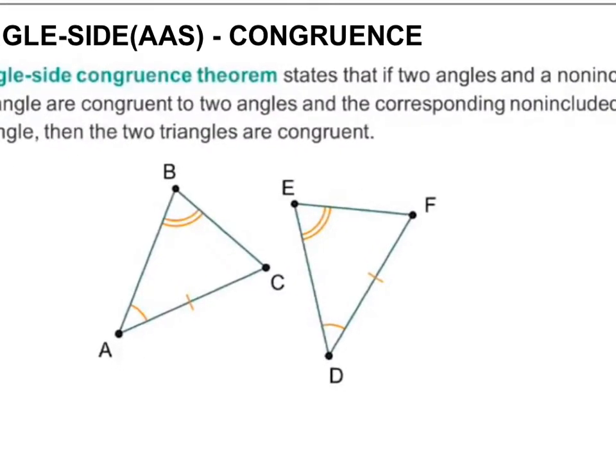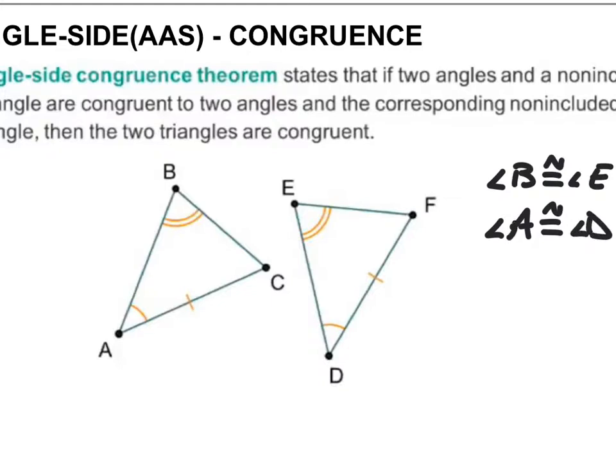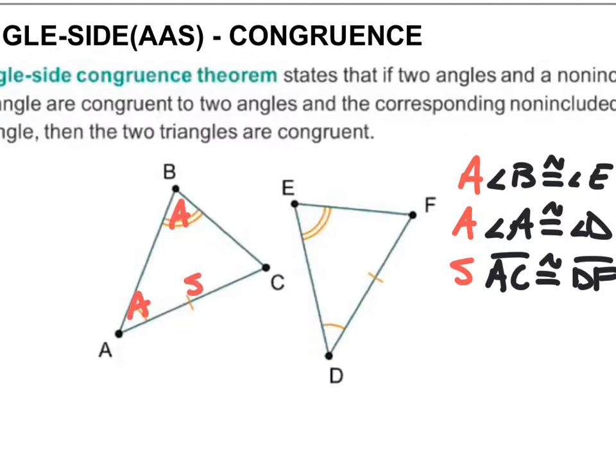I know that angle B is congruent to angle E. I also know that angle A is congruent to angle D, not angle 4, angle A. And then I know that segment AC is congruent to segment DF. So I have an angle and a side.